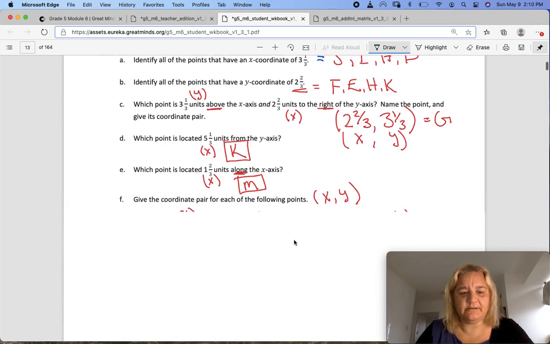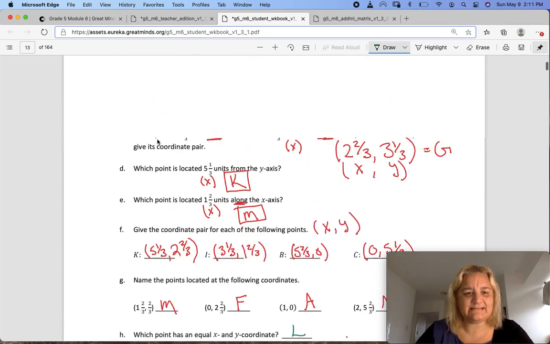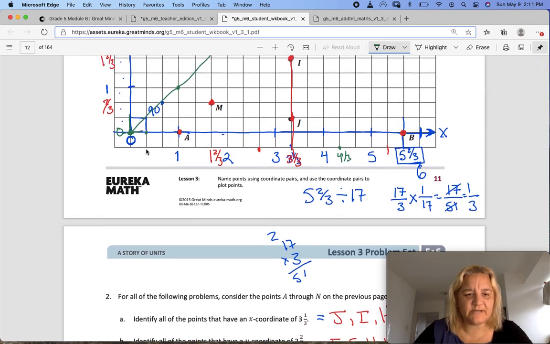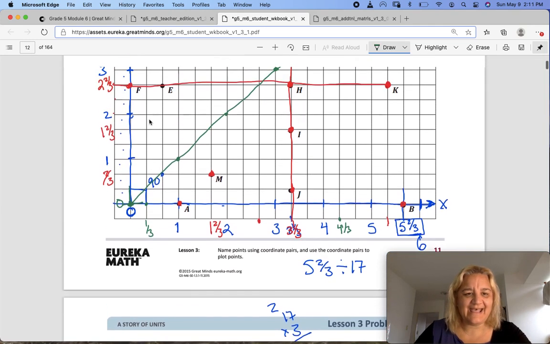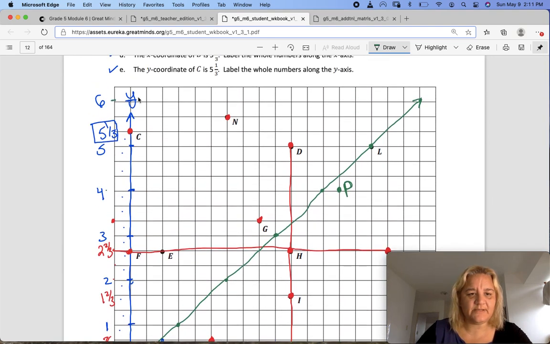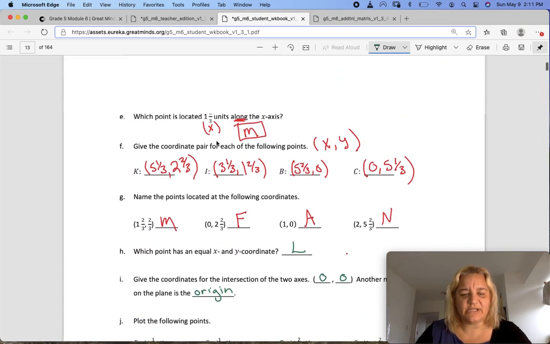Next one. 1/3 and 6. Okay, so on the x-axis it's 1/3, which is right here, and 6. Good thing I labeled all the way up there. Okay, there's the point, and what are we calling it? We're calling it Q.